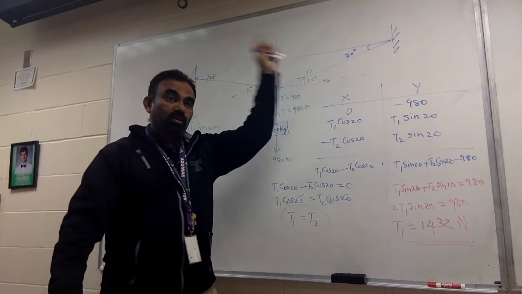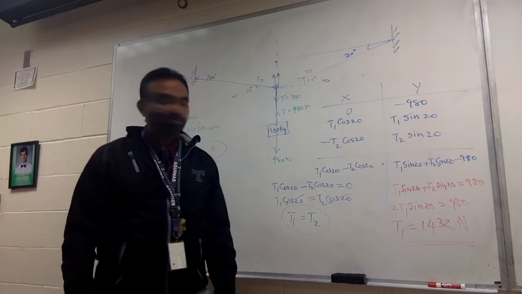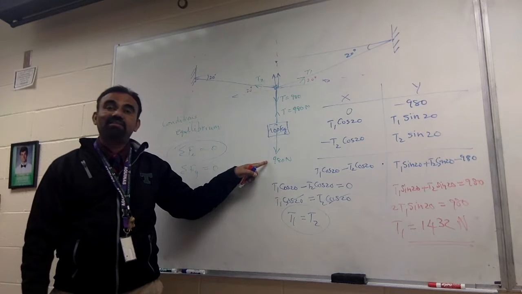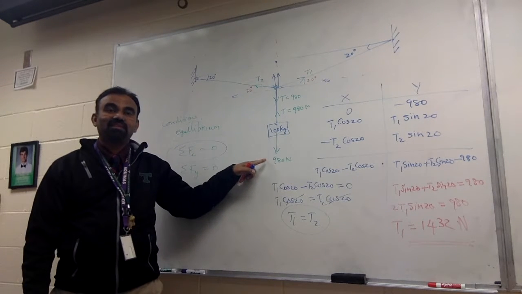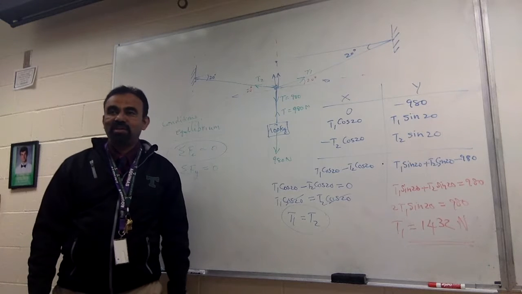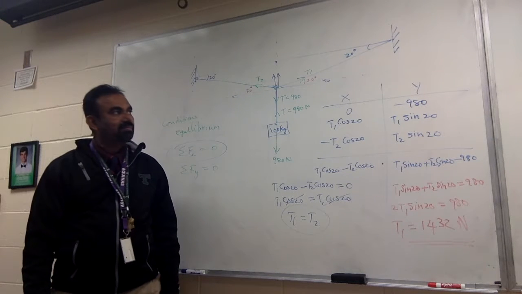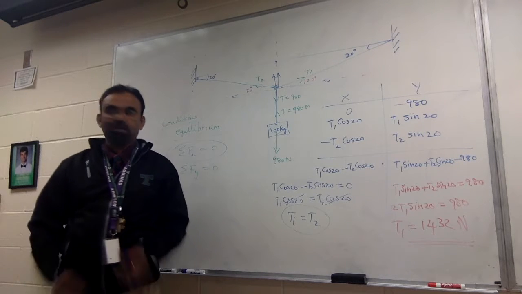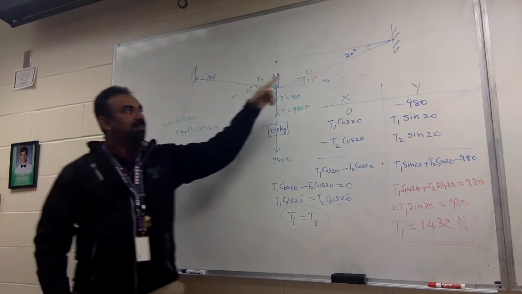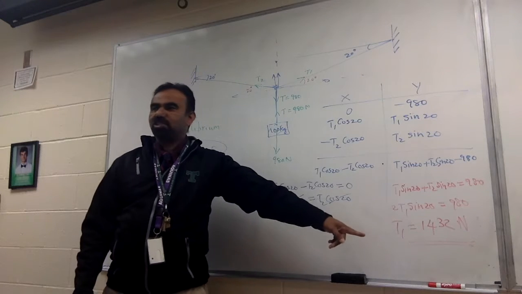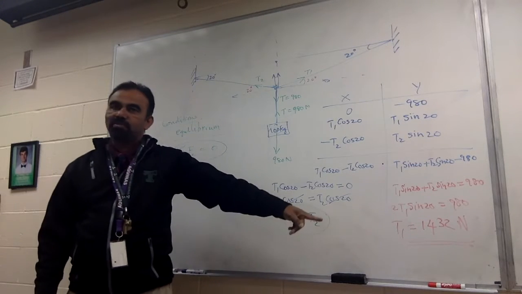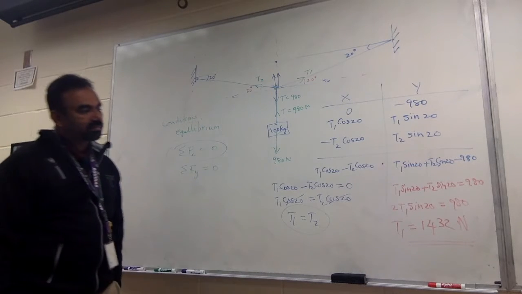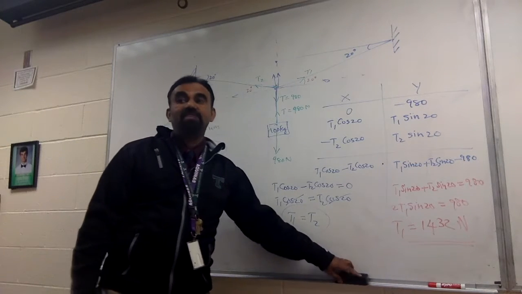And what about this one? Also 1,432. That's a lot. And what is actually hanging is only 980. Good job. So the forces in these cables are much more than the weight of the object, because they're at an angle.